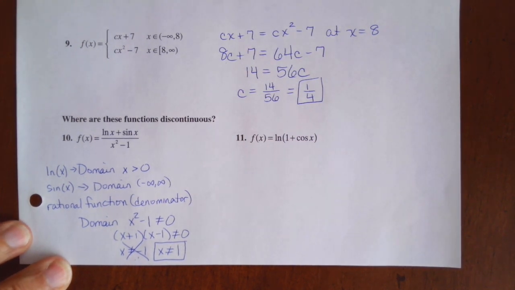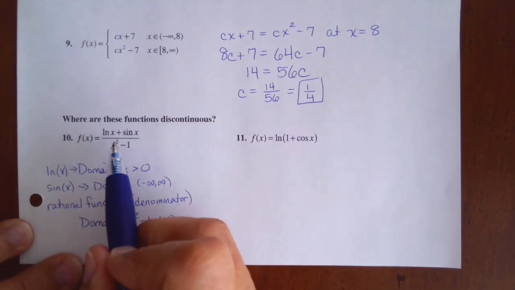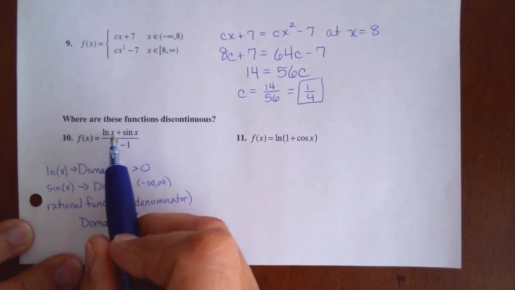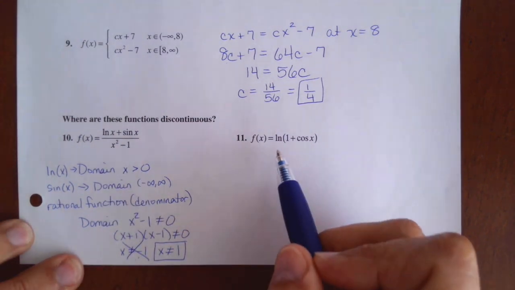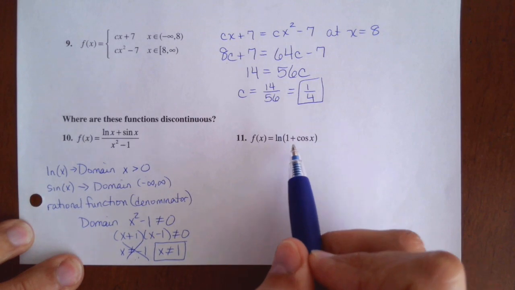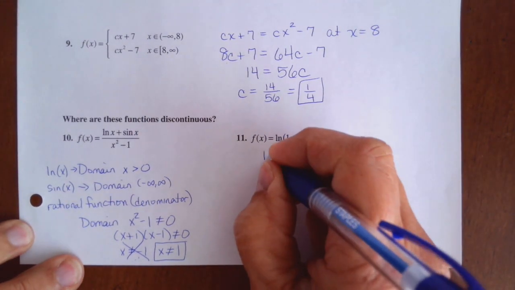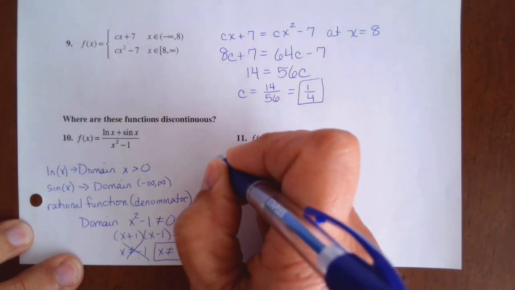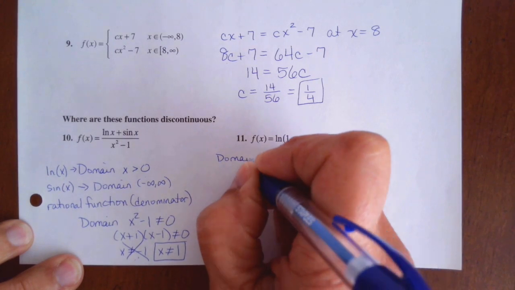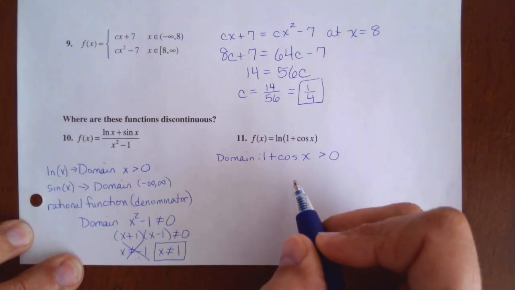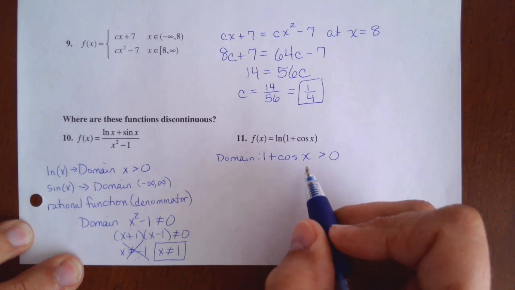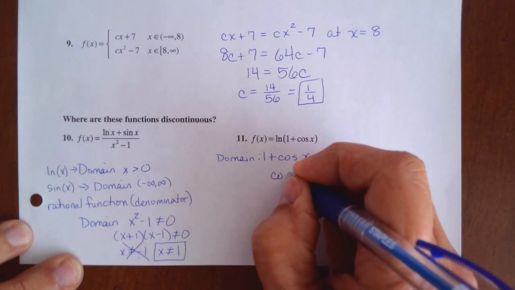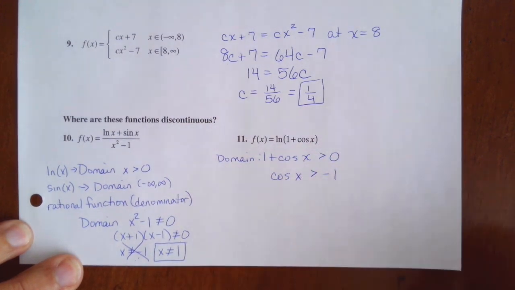All right, number 11, this is a natural log that includes a trig function in it. So remember what I said over here for logarithms, the part you're taking the log of has to be greater than 0. So in this problem, what are you taking the log of? You're taking the log of 1 plus the cosine of x. So that means 1 plus the cosine of x has to be greater than 0, okay? So this is the domain. Well, if 1 plus the cosine of x has to be greater than 0, then the cosine of x has to be greater than negative 1, right?